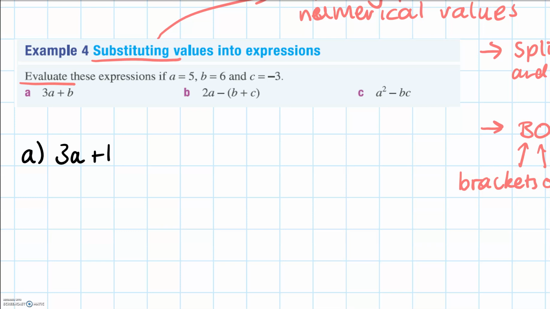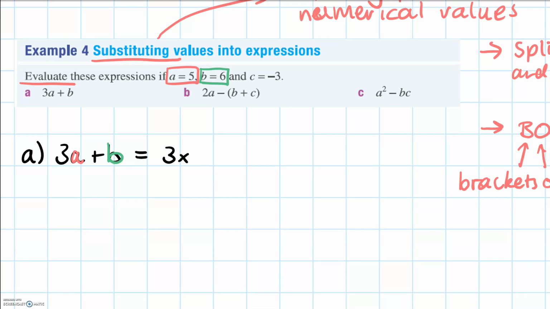I've got 3A plus B. Now if you have a look, I've got an A and I've got a B. So I'm going to just replace or substitute A with, what value is A? A is equal to 5. And for B, B is equal to 6. So I'm going to replace those values, A with 5 and B with 6. Now the first part, 3A. What I said before was I need to split my pronumeral and my coefficient. The coefficient is just a number at the front, and my pronumeral is my letter. So here, this is going to be 3 times A.